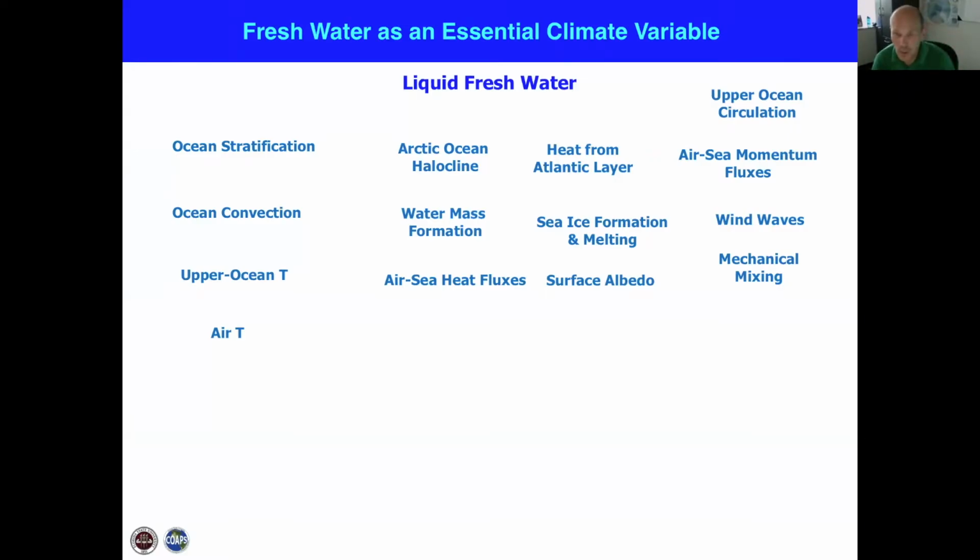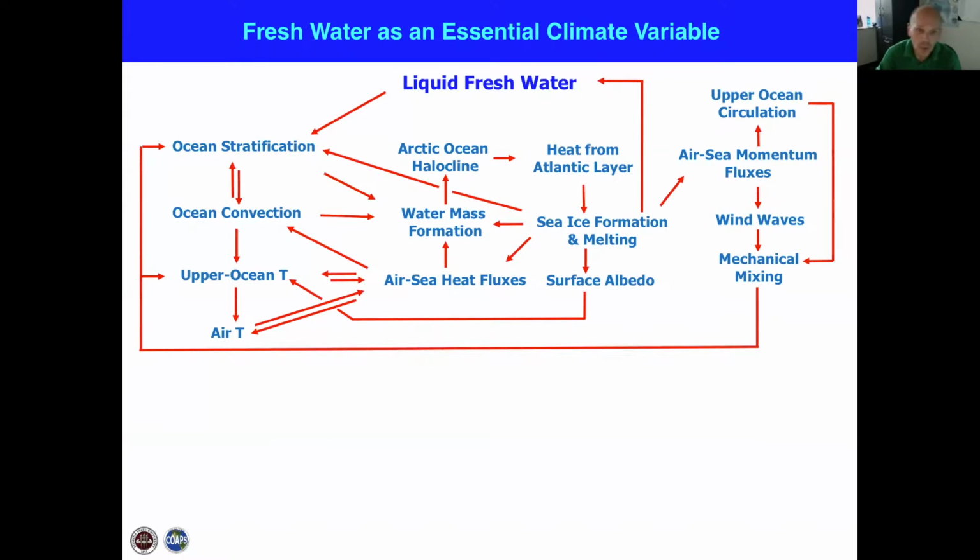Freshwater is an essential climate variable in the Arctic Ocean and North Atlantic. It is directly or indirectly involved in most of the feedback mechanisms. Some of the components of the Arctic Ocean climate system are listed here on this slide, and of course I'm missing more than this. There is a very complex interaction of feedback mechanisms among all these components. But as you can see, freshwater plays a crucial role in all these processes, regulating the feedback mechanisms and, through them, controlling the state of the Arctic climate.